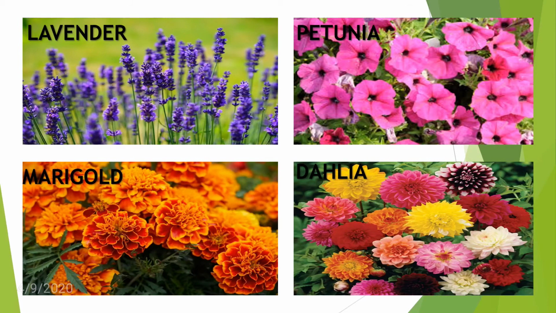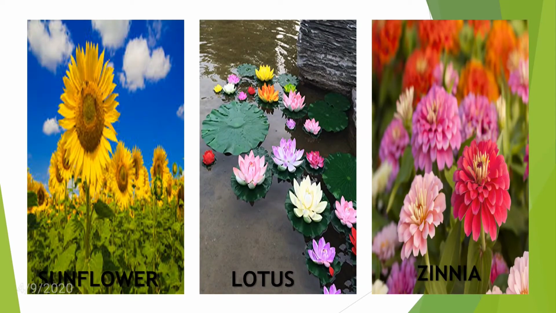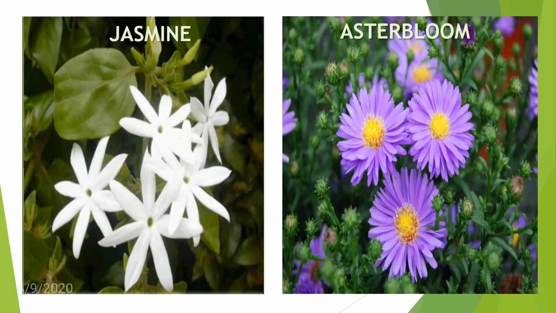Flowers are pretty. They have lovely colors. Some have a nice smell. Many plants have flowers. We find different flowers in different seasons. Some plants such as lavender, petunia, marigold and dahlia flower in winter. Other plants such as sunflower, lotus and zinnia flower in summer. Some flowers such as jasmine and aster bloom throughout the year.